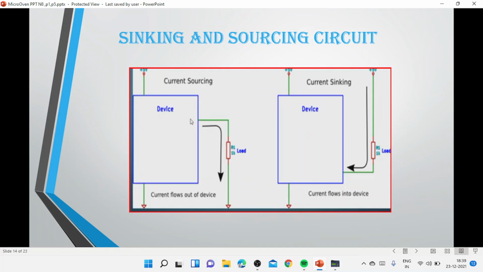So the load acts as a source for the microcontroller. Here, in this sourcing process, the microcontroller acts as the source for this load. These are the two types of sinking and sourcing circuits.